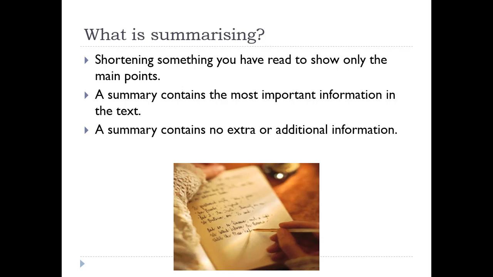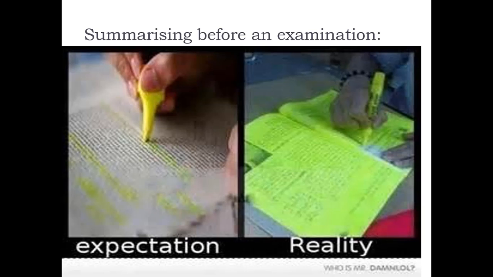So if we look at these 3 points, we can see that summarizing should be short and concise. It needs to show only the main points that you find in the reading that you are summarizing. If we look at this picture, the expectation on the left shows us how we should be summarizing. So you can see just a few ideas, the key points, the main ideas.